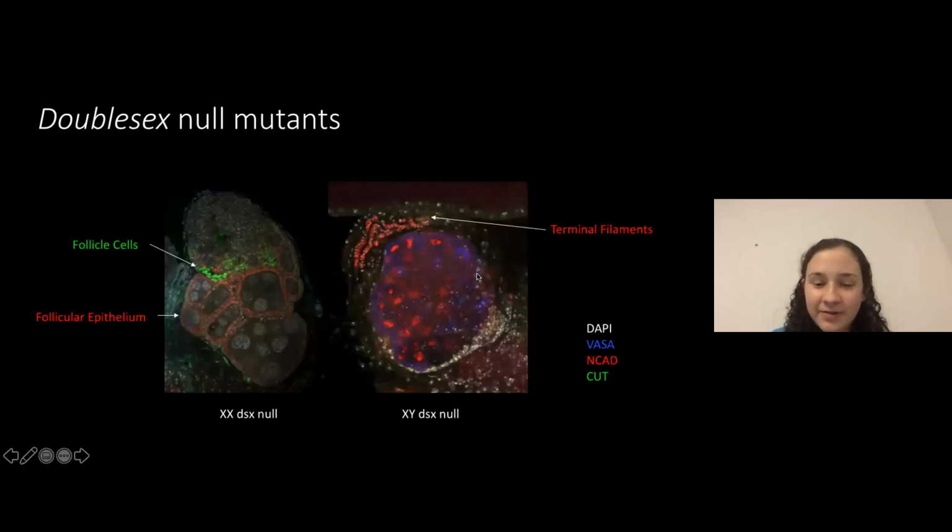And then for males, it retains some aspects of testes because there are no follicle cells, or there are follicle cells sometimes, but there's never a follicular epithelium. And it can actually have female stem cell niches. So you can see here that there are terminal filaments on a male because you've knocked out double sex.